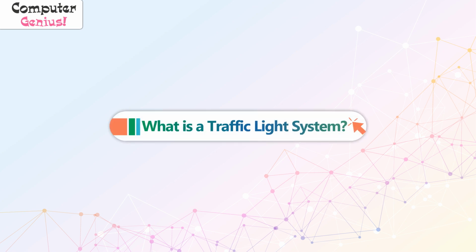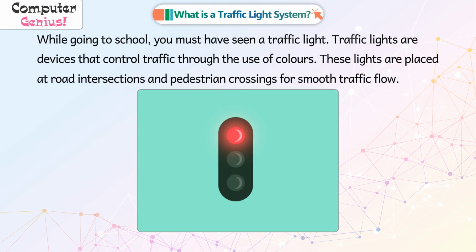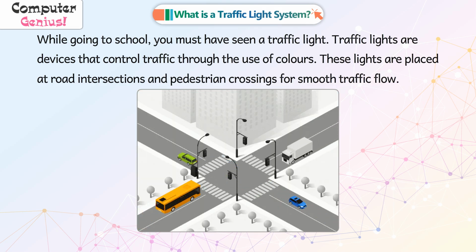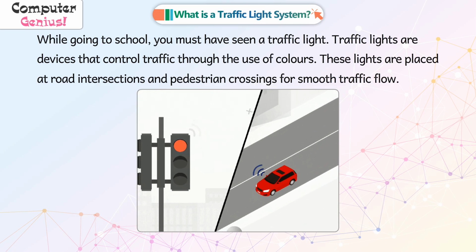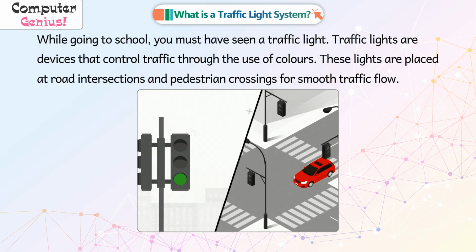What is a traffic light system? While going to school, you must have seen a traffic light. Traffic lights are devices that control traffic through the use of colors. These lights are placed at road intersections and pedestrian crossings for smooth traffic flow.